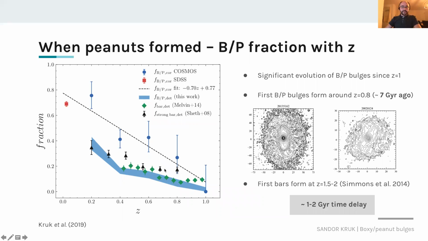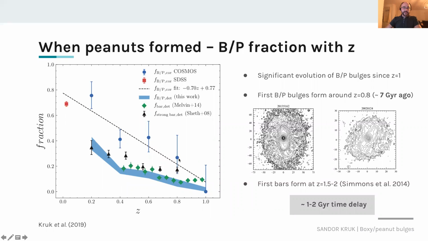We investigated how the fraction of Boxy peanut bulges evolves with redshift, correcting for observational biases I mentioned earlier, and also for the fact that galaxies were not selected with ideal orientations. We find that the fraction of BP bulges evolves strongly with redshift, from 70–80% locally to basically none at redshift of 1. The first Boxy peanut bulges form around redshift of 0.8, so 7 billion years ago.